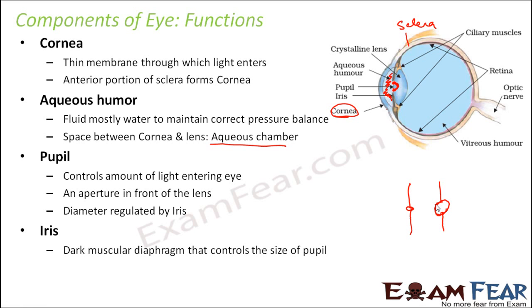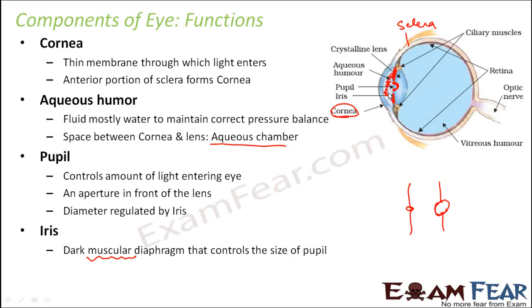The next one is the iris, which is a dark muscular diaphragm that controls the size of the pupil. The iris is able to move because of its muscular nature. The muscles can contract and expand, and that is how they can move. They can come nearer, they can move apart. So here you can see this portion is the iris. They are muscular in nature, and that is why they can control the size of the pupil.